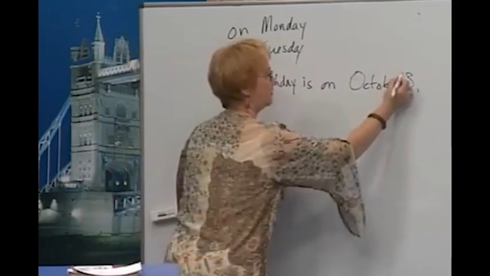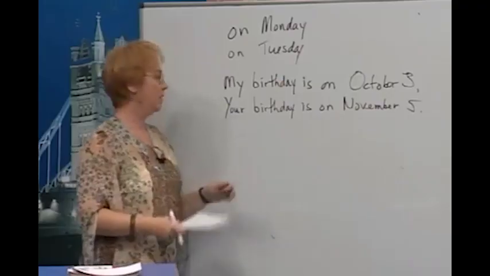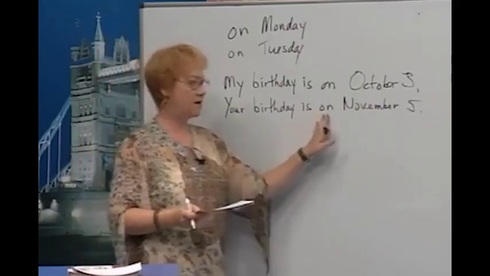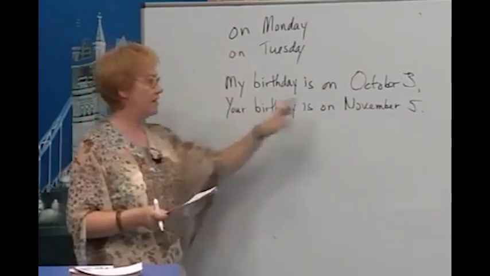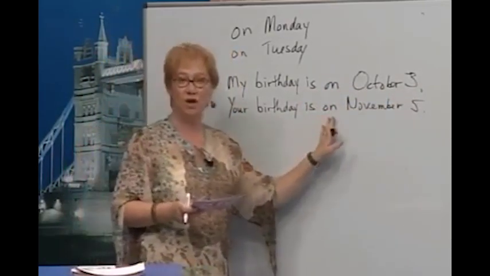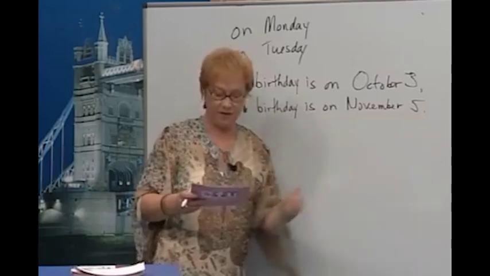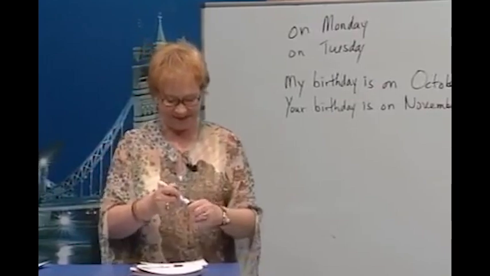Okay? That's a 3. Your birthday is on November 5th. Your birthday is on November 5th. Okay, again, my birthday is on October 3rd. Your birthday is on November 5th. Okay? Now, I'm going to ask you about your birthdays again.